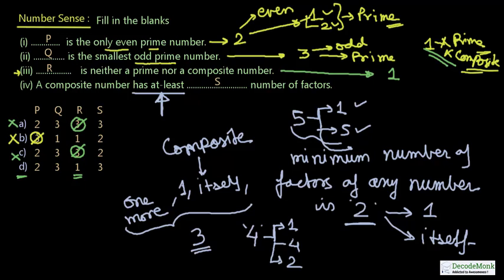It is divisible by 1, it is divisible by 4, it is divisible by 2. So 1, 2 and 4 are factors of 4. So a composite number has at least 3 factors: 1, itself, and one more. So we can easily say that option D is the right answer.